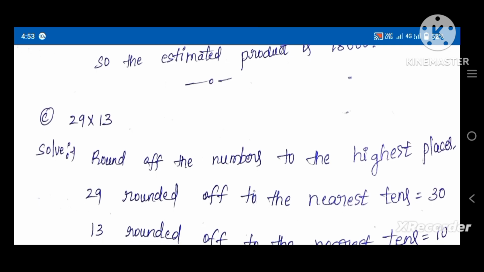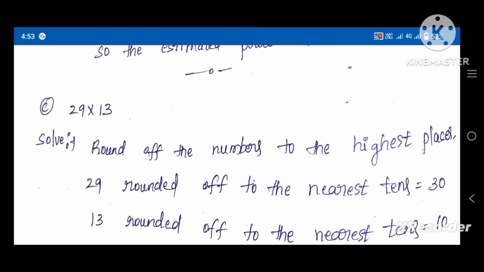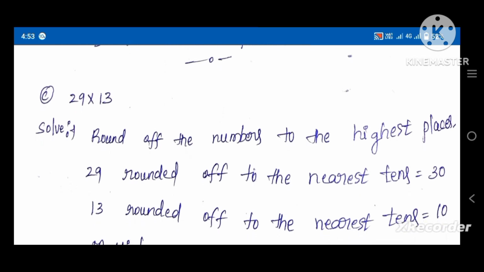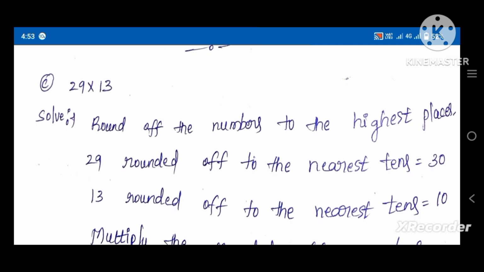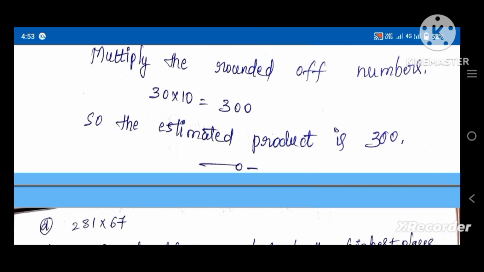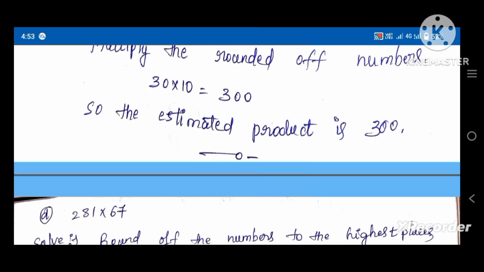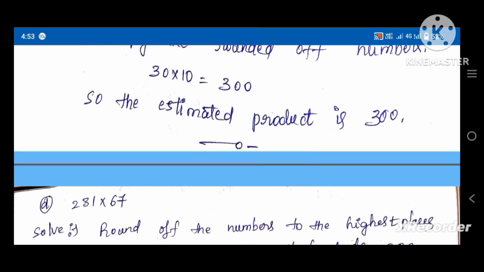C. 29 into 13, solve. Round off the numbers to the highest places. 29 rounded off to the nearest tens, 30. 13 rounded off to the nearest tens, 10. Multiply the rounded off numbers. 30 into 10 is equal to 300. So the estimated product is 300.